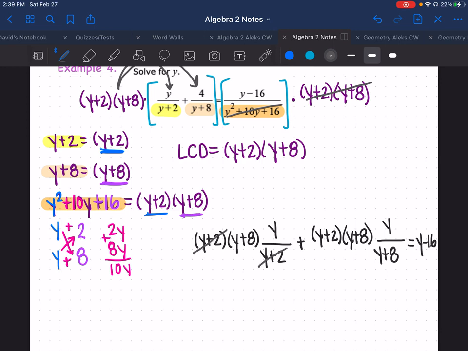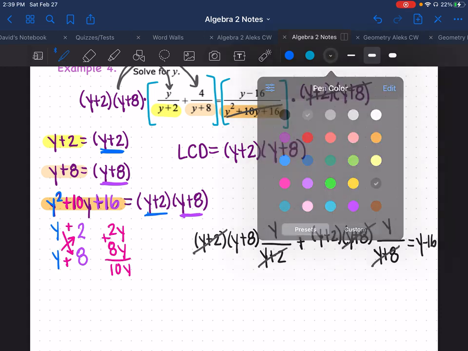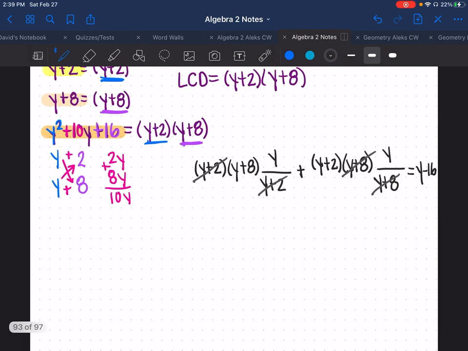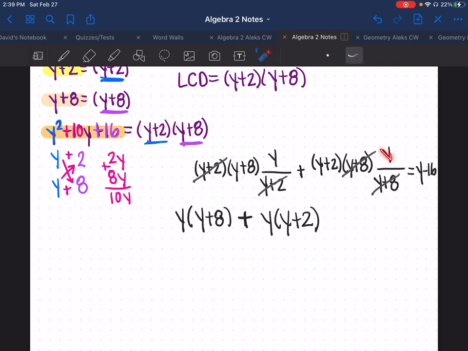This is going to cancel that and my fraction is gone. This is going to cancel with that and my fraction is gone. So what do I have here? Well, I have y from my numerator times y plus 8, plus, for my second one, y times y plus 2, equals y minus 16. This is just an equation.